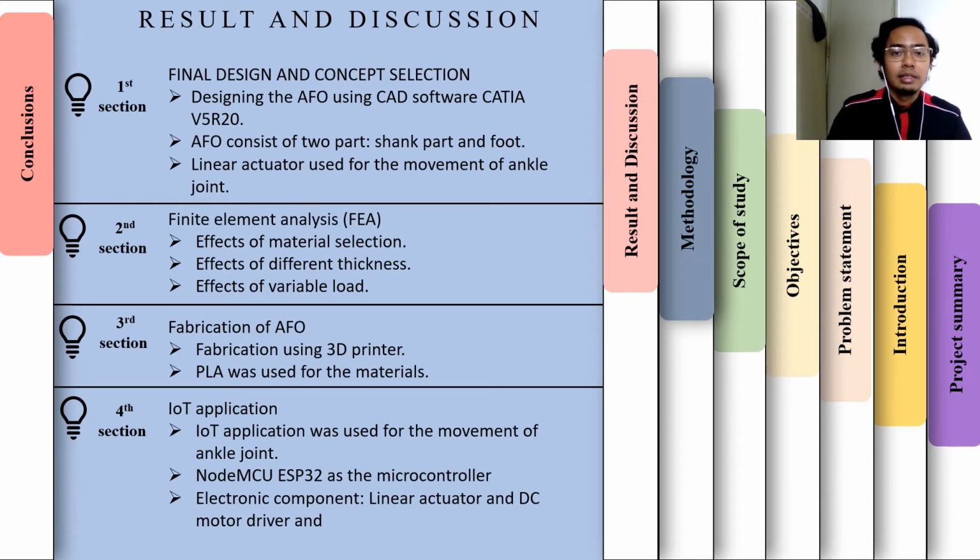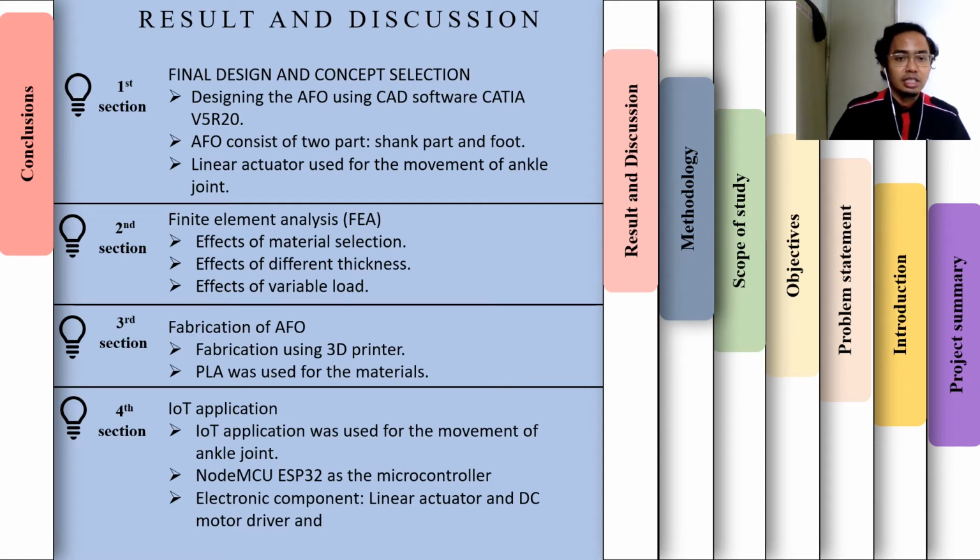Now we will look at the results and discussions. There are 4 main sections for this part. The first one, I will show you the final design and the concept that has been selected. As you know, the AFO is designed using CAD software, which is CATIA, and the AFO will consist of 2 parts, the shank part and the foot part. A linear actuator will be used to move the anchor joint, which is to avoid muscle atrophy and muscle weakness.